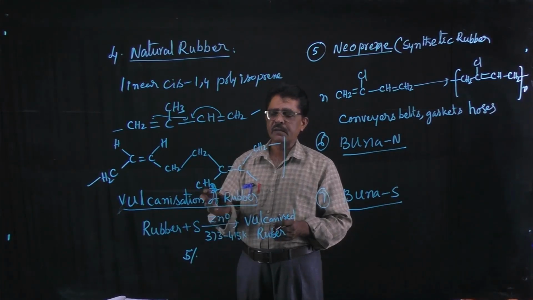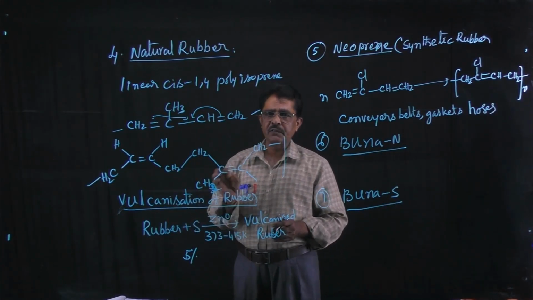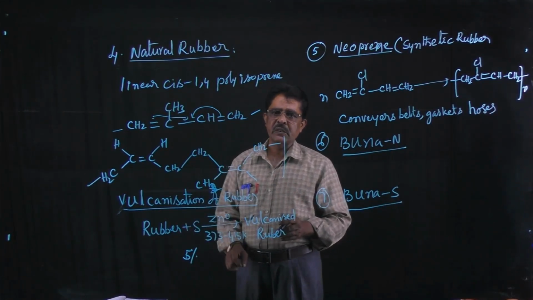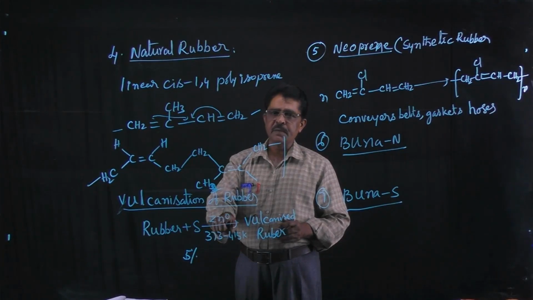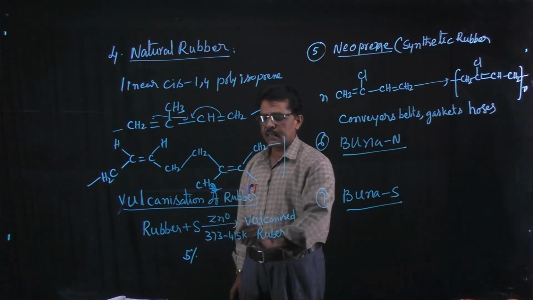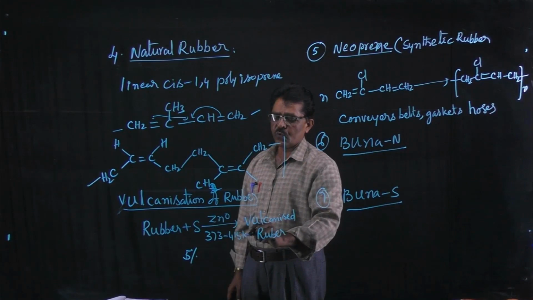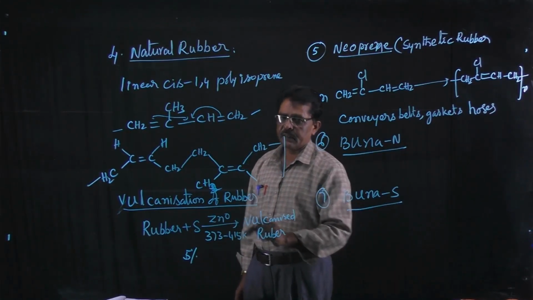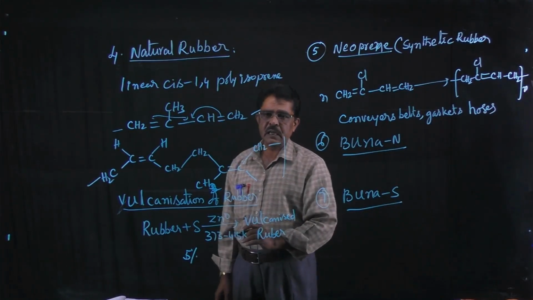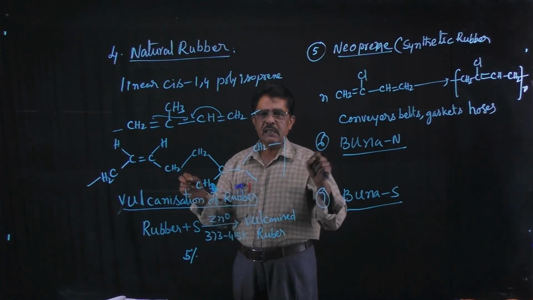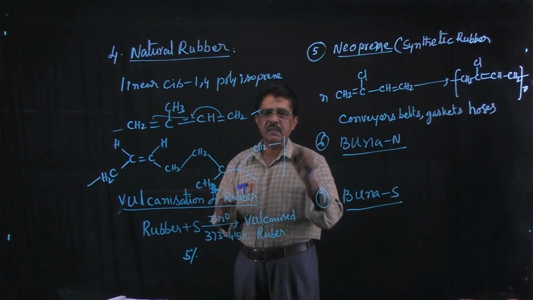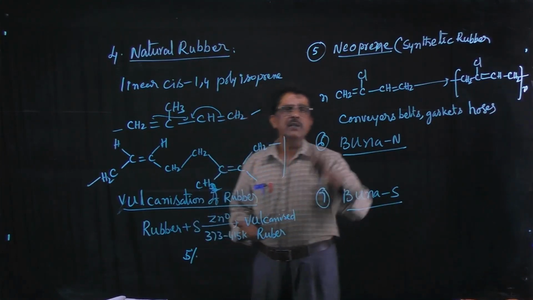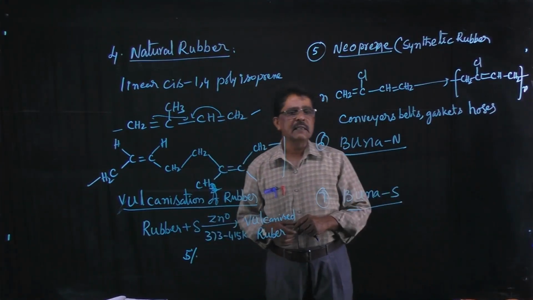What is the vulcanization of rubber? The process of heating raw rubber with sulfur, S-S units, in the presence of zinc oxide at 373 kelvins to 415 kelvins of temperature, we get sulfur vulcanized rubber. In this process, 5% of sulfur is used. While vulcanizing, S-S cross linkings are possible. Understand? Then neoprene is also one of the synthetic rubbers.